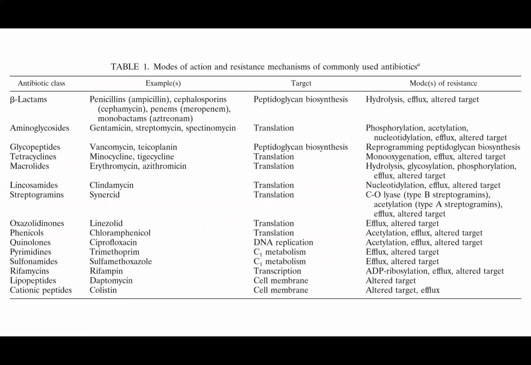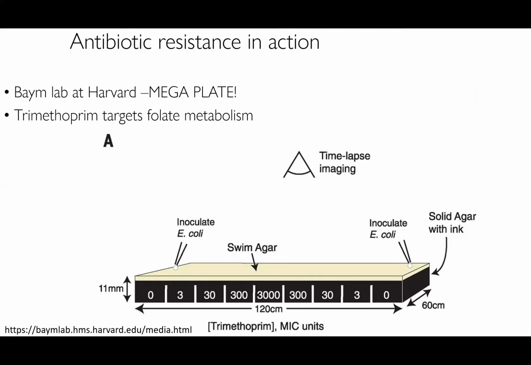And so this is just a nice summary table of some different antibiotic classes we have, an example, as well as the target and the mode of resistance. It's a really handy thing to sort of summarize what we've seen thus far. But we can observe, as we've talked about, antibiotic resistance in action. And since this is a recorded lecture, I'm not going to play the video, but down here at the bottom, there's a very nice link to the BAME lab at Harvard Medical School.